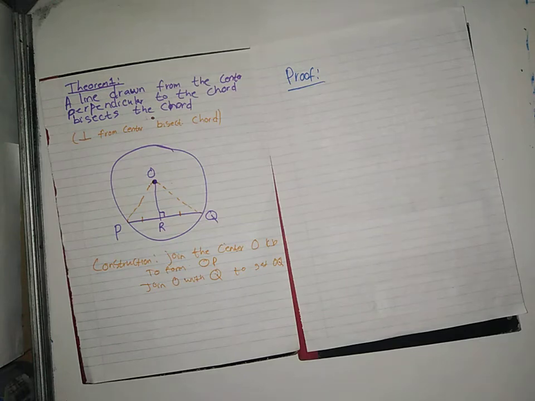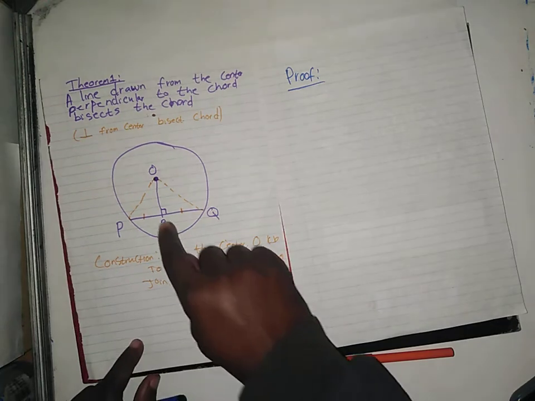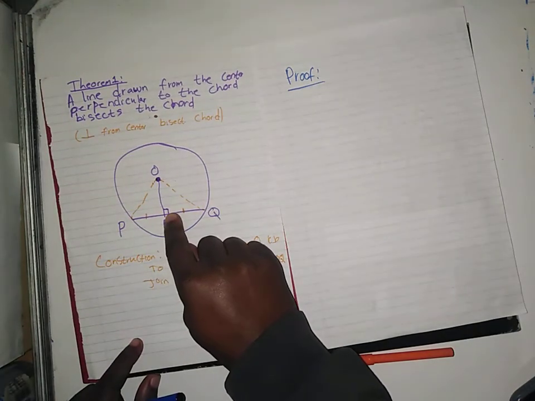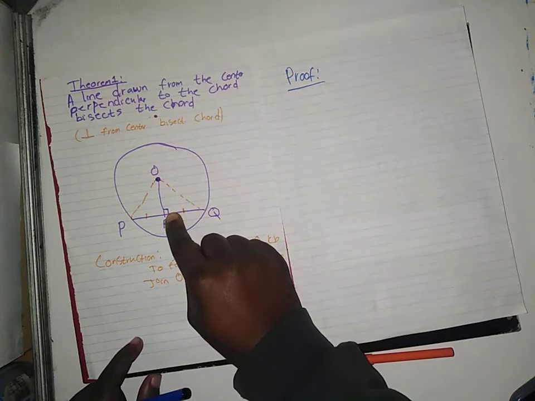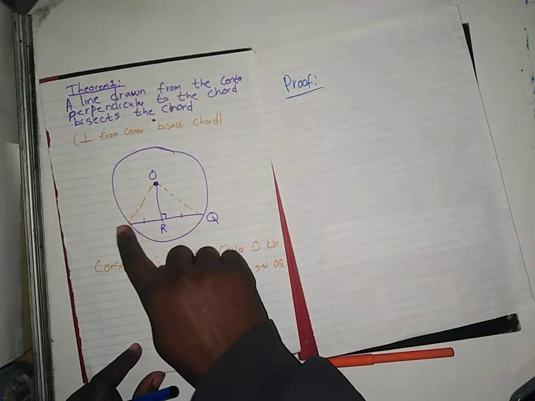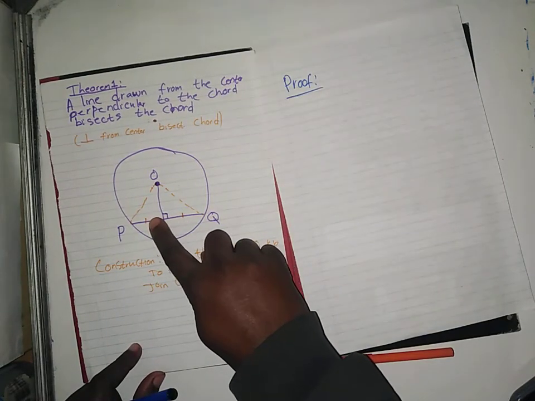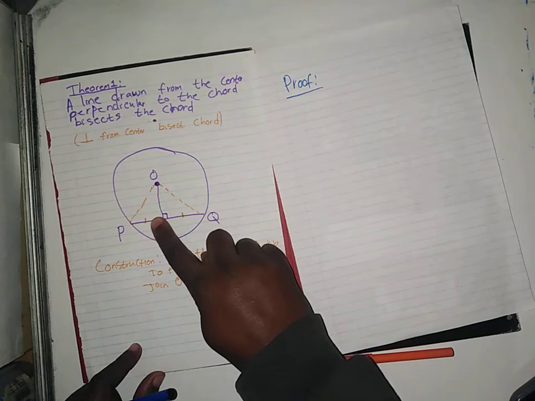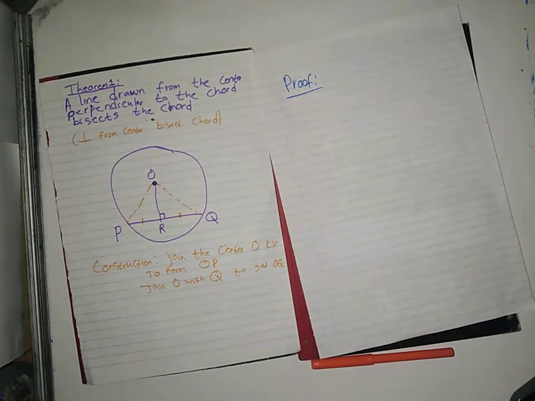Now I want you to look at this very carefully. Remember you had a right angle here, right? It was given to you, right? So because it's 90, remember when you've got a straight line, therefore both of these things should give you 180 degrees. So if this is 90, then the other one is also 90.